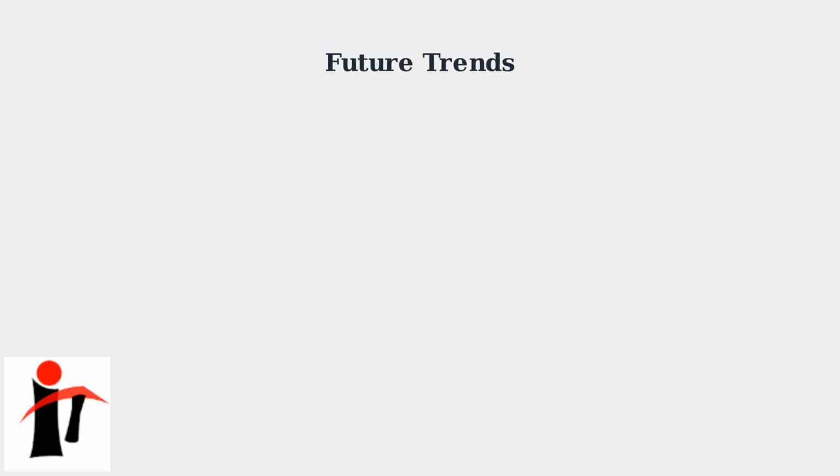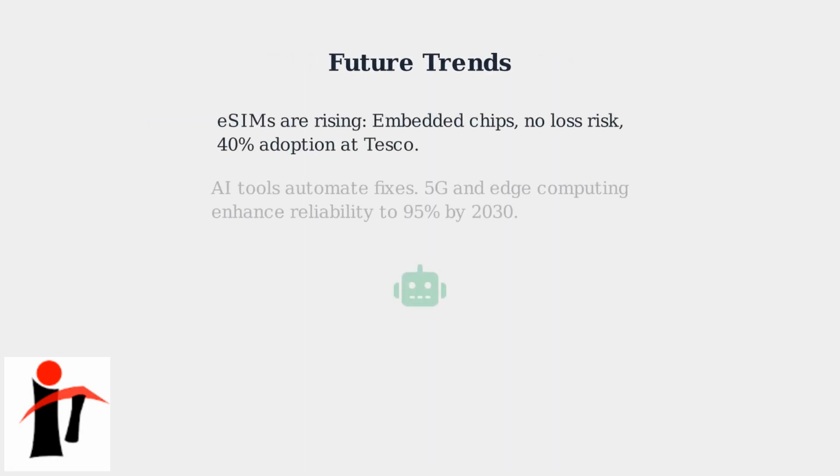Looking ahead, mobile connectivity is evolving rapidly. eSIMs are becoming more common, offering embedded chips that can't be lost or stolen, with Tesco seeing 40% adoption among new activations. AI-powered tools and apps like Tesco's are automating network fixes, reducing user intervention.